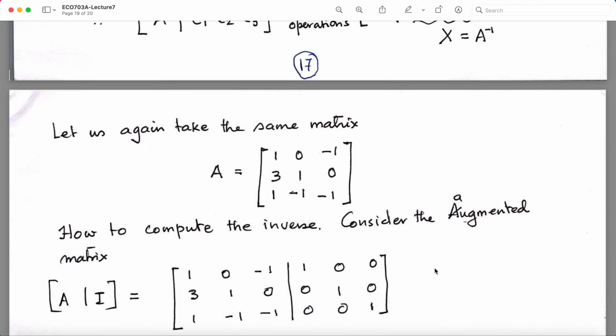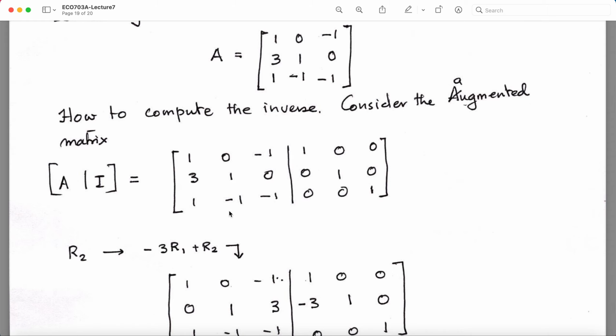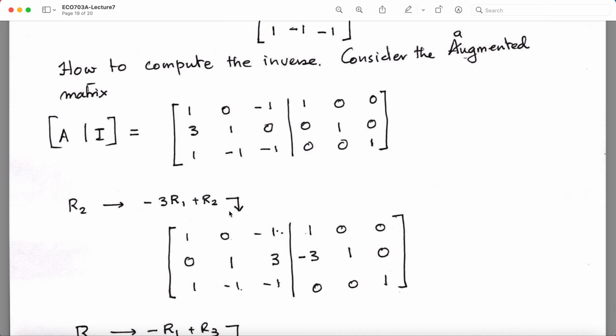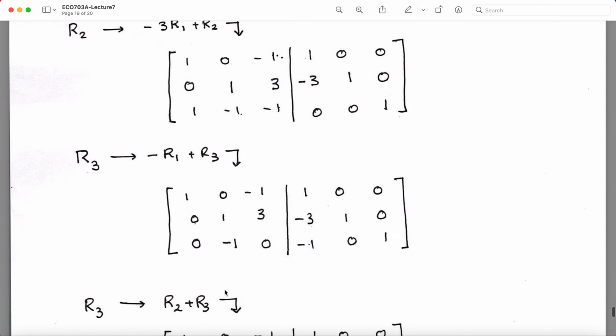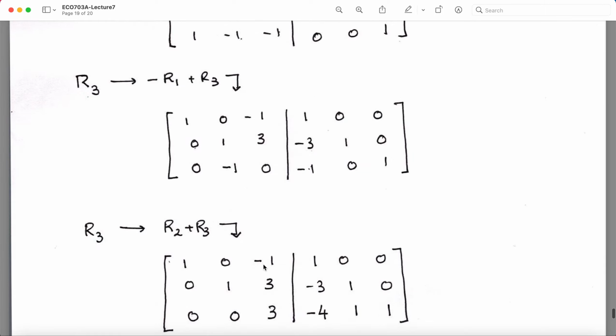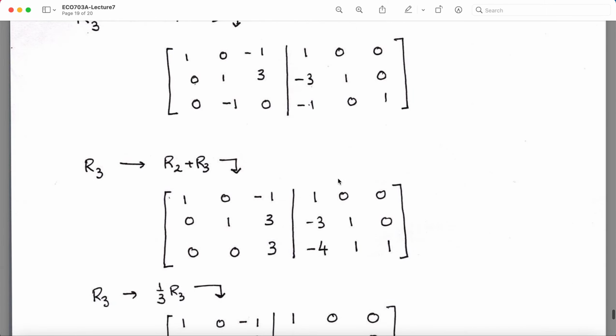So let us again take a look at the same matrix. Here I have done AI, and I am trying to convert it. I'm doing an operation minus 3R1 plus R2, so making this 0 first. And then I'm going to the U finally. So I have done minus R1 plus R3, and I'm doing R2 plus R3, which you know already. So this side is changing, you see.